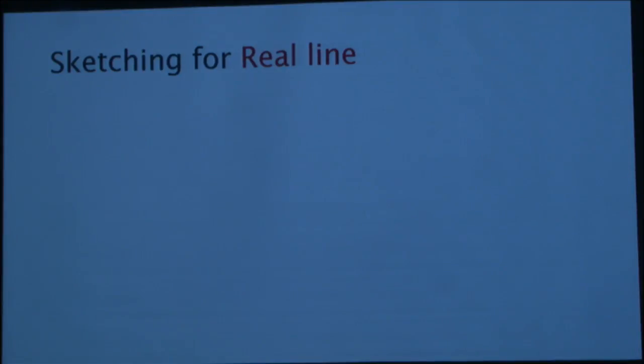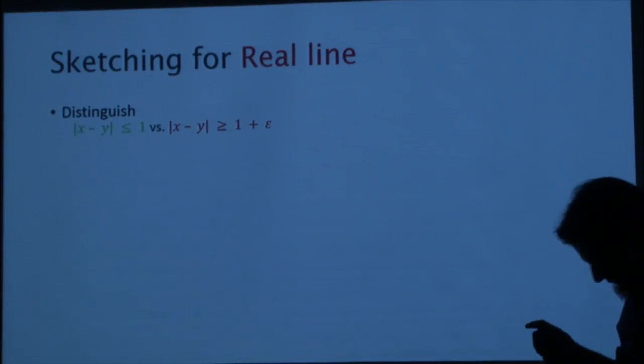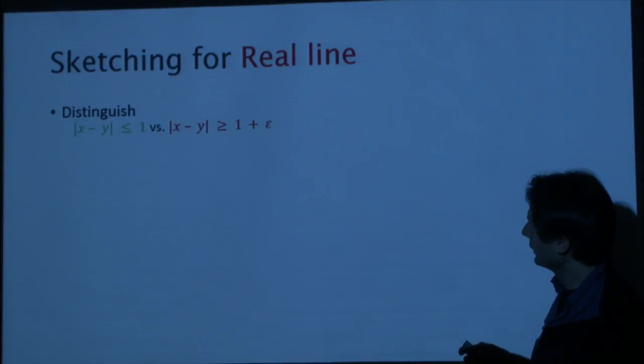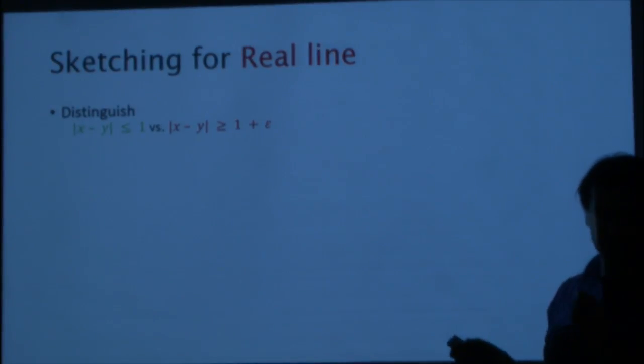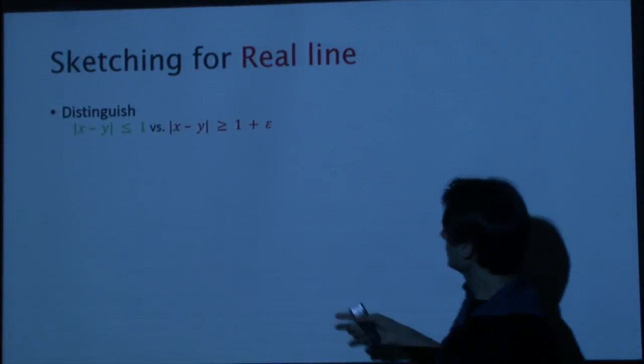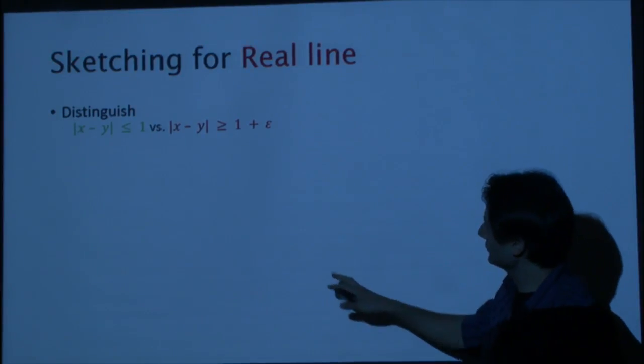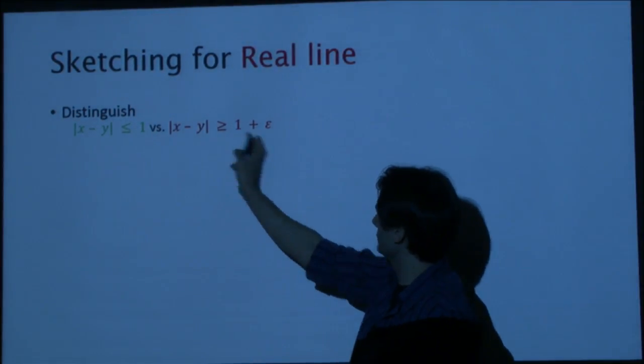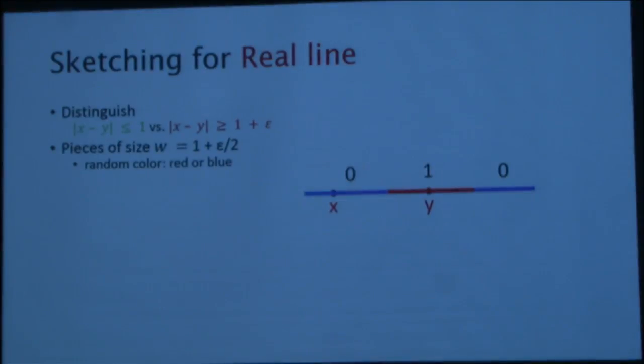So let's do sketching for the simplest metric, the real line, and we are shooting for a constant number of bits. Let's say we fix the threshold to be 1, and the approximation is 1 plus epsilon. So we want to distinguish between distances at most 1 and distances at least 1 plus epsilon. This is what we do.